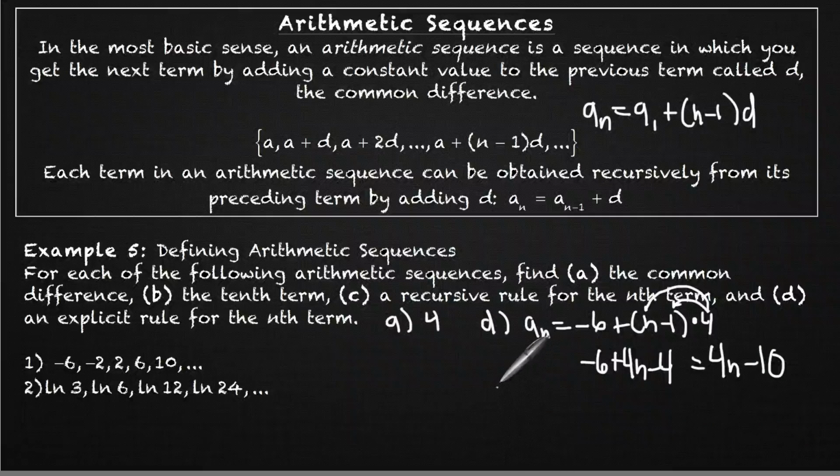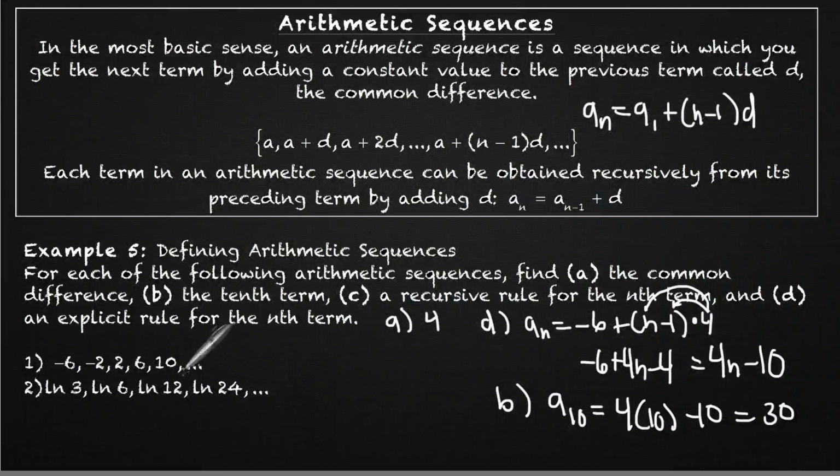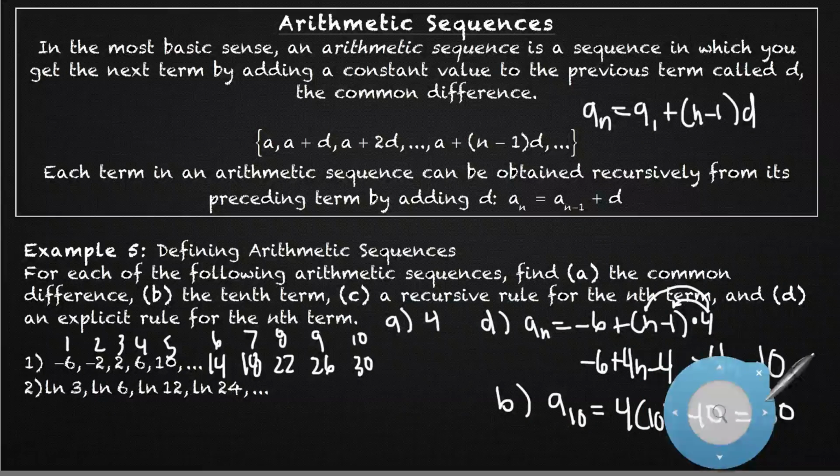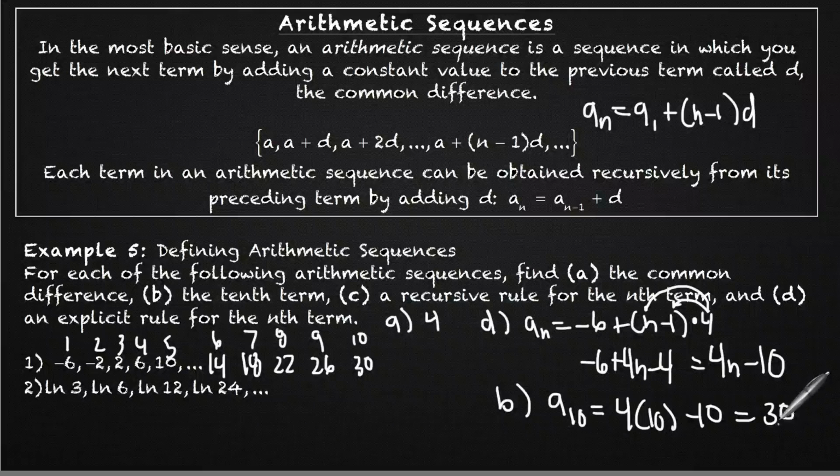So now we can get B, which says what's the 10th term? So a sub 10 is going to be 4, and then we'll plug 10 right in there. So that's 4 times 10 minus 10. That's 40 minus 10. That's 30. So if we were to continue this list out, let's just see. This is term 1, 2, 3, 4, 5. And then if I add 4, that's going to be 14. That's 6. Add 4 more, that's 18. That's 7. Add 4 more, that's 22. That's 8. Add 4 more, that's 26. That's 9. Add 4 more, that's 30. That's 10. So once again, this just gets you directly to the answer. So that's going to be 30.